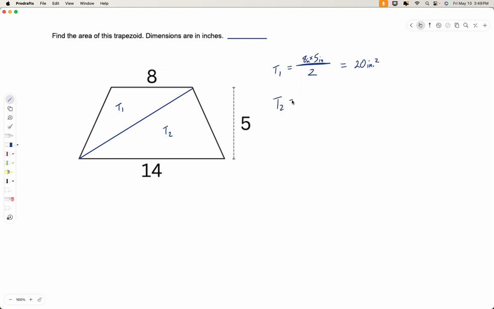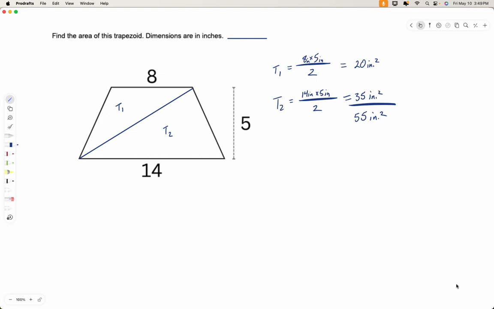Second triangle is 14 inches base and 5 inches height. So 14 inches times 5 inches divided by 2. And that is going to be 14 times 5 is 70, divided by 2 is 35 inches squared. If I add triangle 1 and triangle 2 together to get the total area of the trapezoid, I would get 55 inches squared. And that would be your answer.